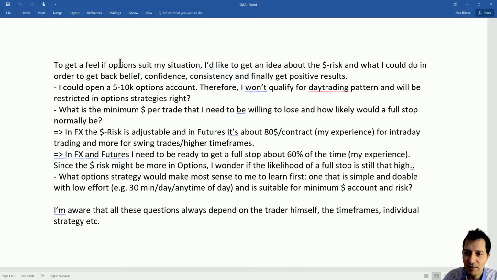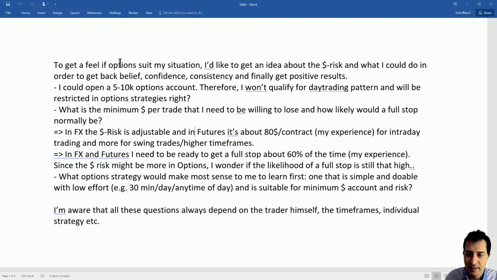I could open a 5 to 10 options account. Therefore, I won't qualify for day trading pattern and will be restricted in option strategies, right? What is the minimum dollar per trade that I need to be willing to lose, and how likely would a full stop normally be?